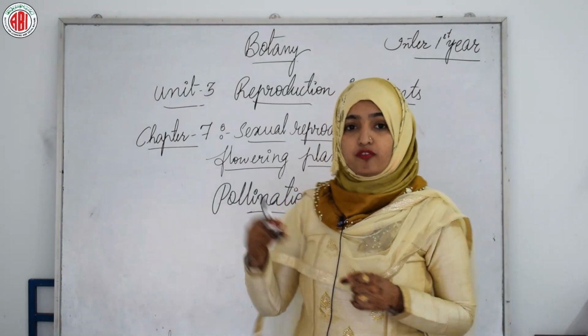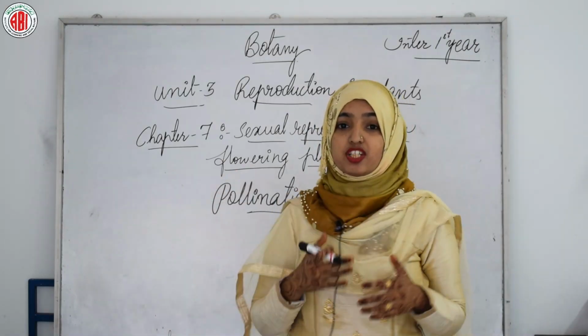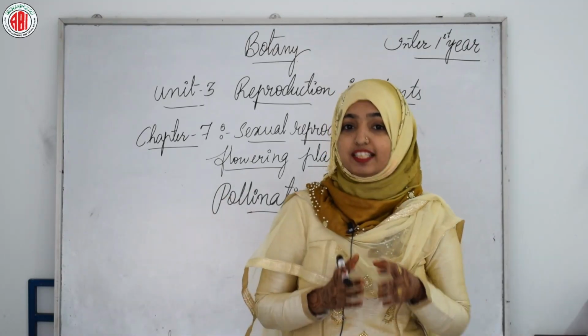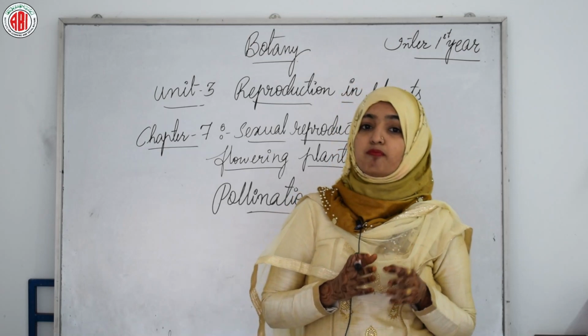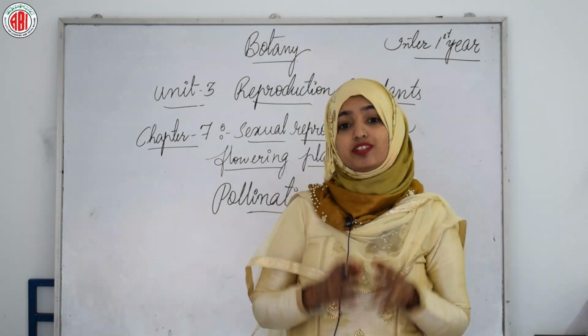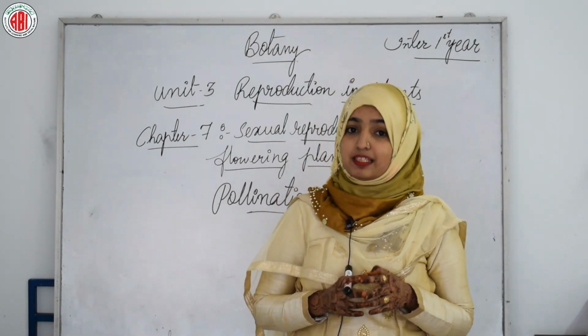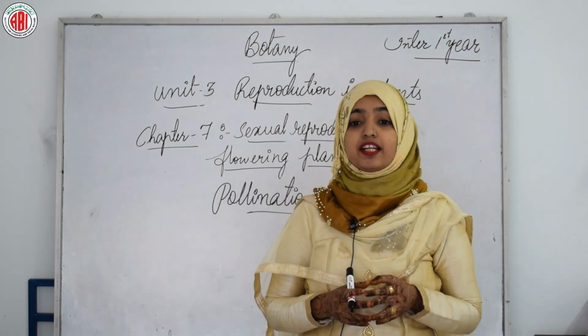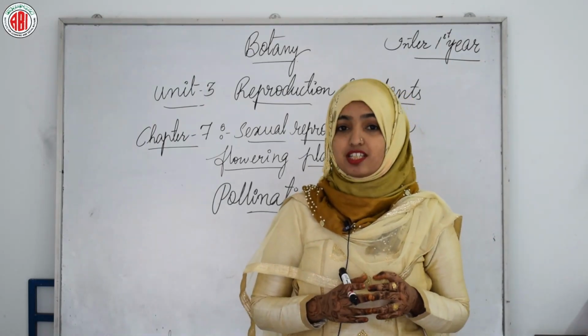So for that, the mechanism of pollination can be taken. Pollination is the mechanism to achieve this objective, that is, the transfer of pollen grains from the anther to the stigma of a pistil is termed as pollination. And flowering plants have evolved an amazing array of adaptations to achieve pollination.